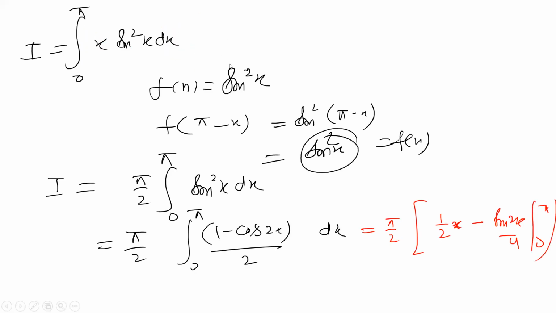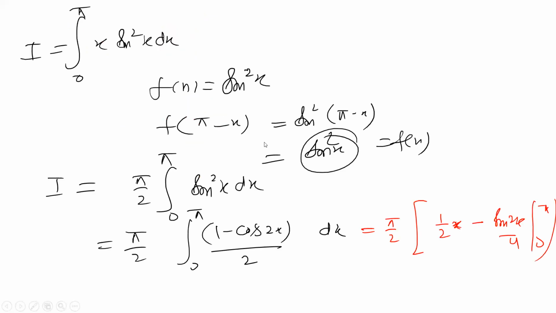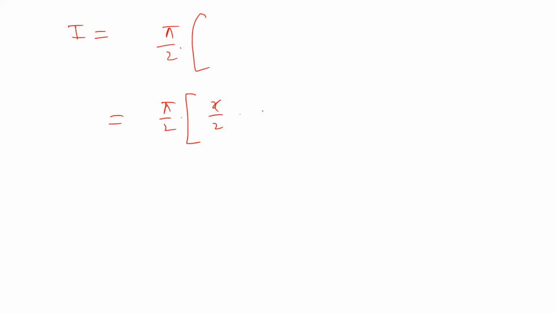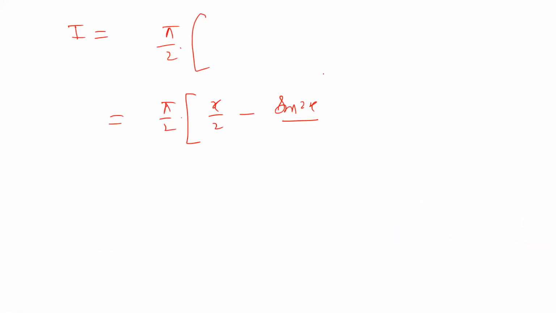So here pi by 2, here is x by 2 minus sin 2x by 4, from 0 to pi.